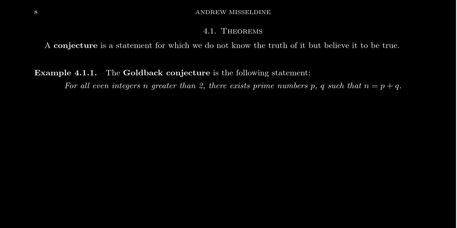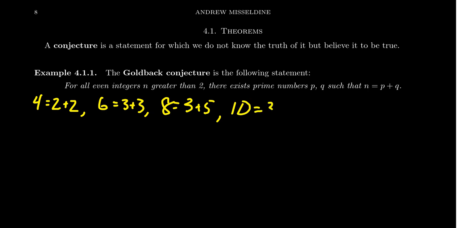And I want you to try to investigate that for a second. You take, for example, 4. 4 is 2 plus 2. 2 is a prime number. The conjecture does not require the primes be different. Take 6. 6 is 3 plus 3. 3 is a prime number as well. Take 8, which is 3 plus 5. Take 10, which is 3 plus 7. Take 12, which is 5 plus 7. We could do, what's next, 14. 14 would be 3 plus 11, right?